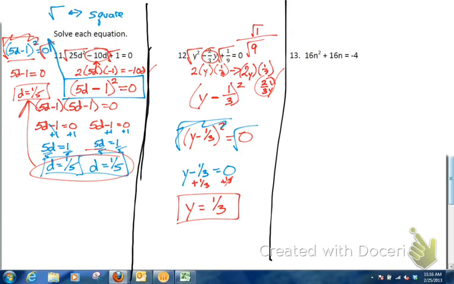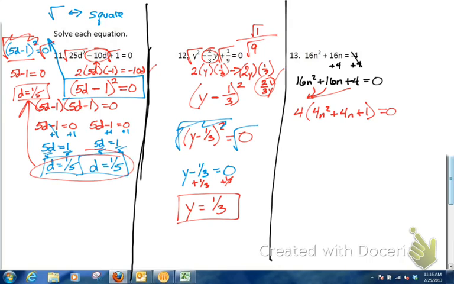Last problem, a couple little slight variations here. Again, got to make this equal to 0, so I'm going to add 4 to both sides. 16n squared plus 16n plus 4 equals 0. Again, not forgetting that you should always check for GCF first. I see that the GCF there is 4, leaving me with 4n squared plus 4n plus 1.